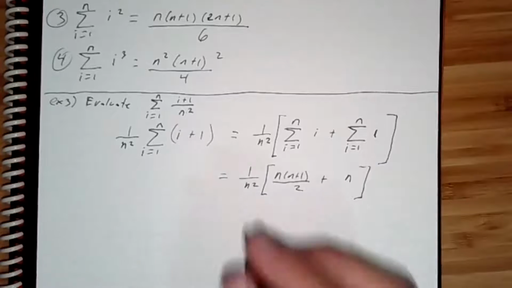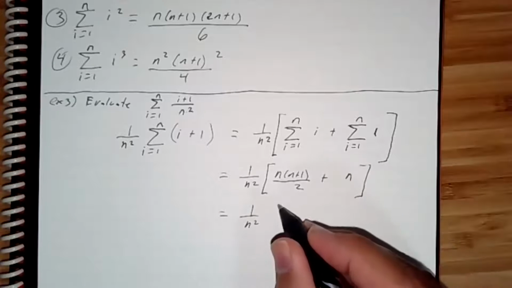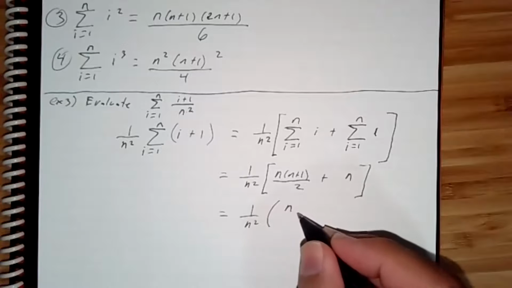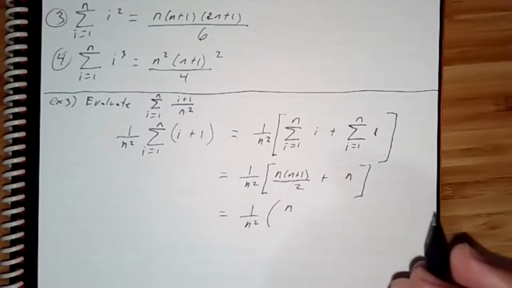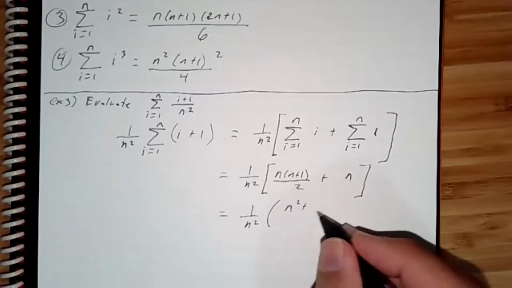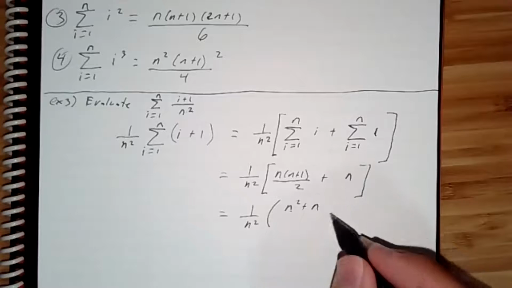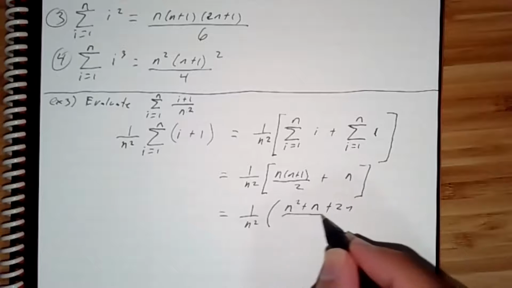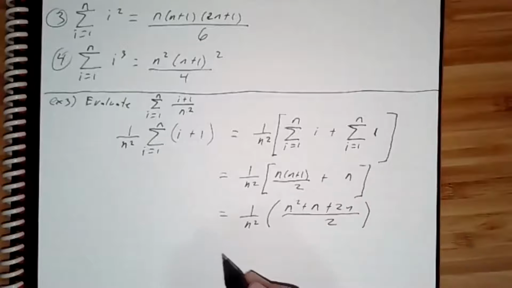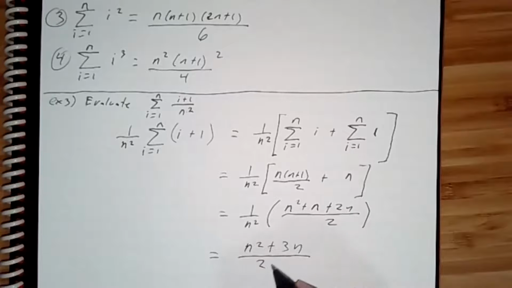So let's just do some algebra and we're done, right? I'll add these up. That'll be n. N times n will be n squared, and n times 1. If I want to add this over here, I need to multiply by 2, so that'll be 2n over 2, which will be n squared plus 3n over 2n squared.